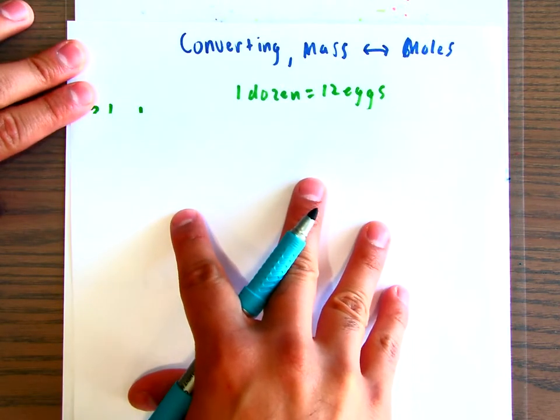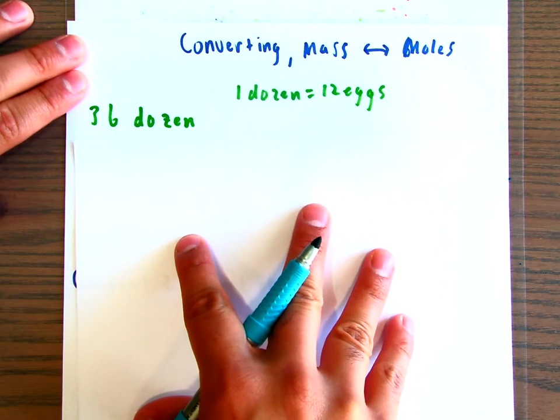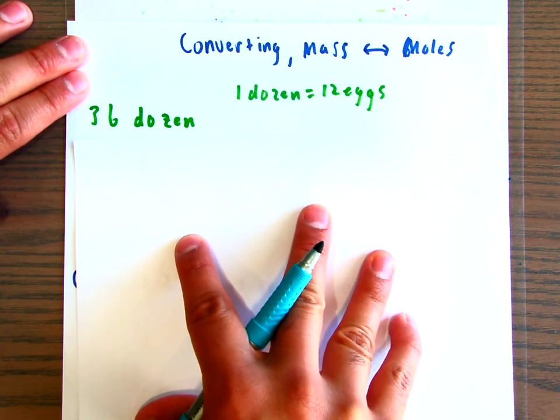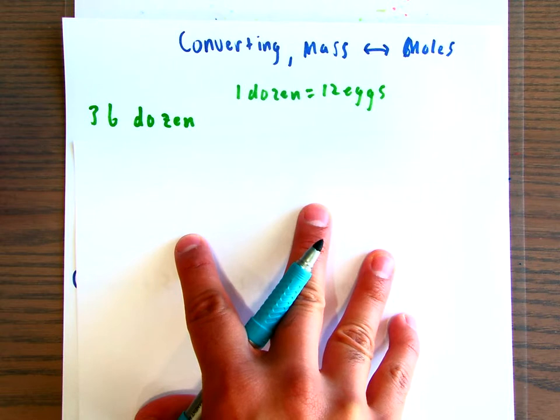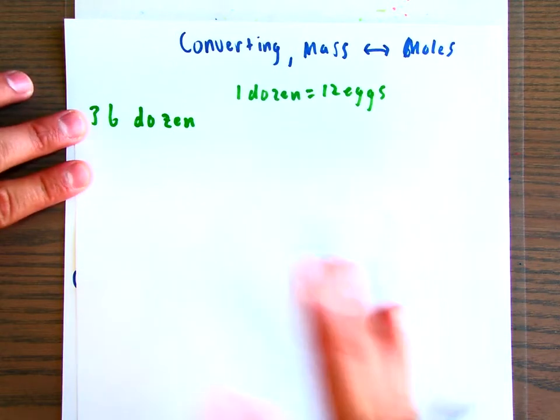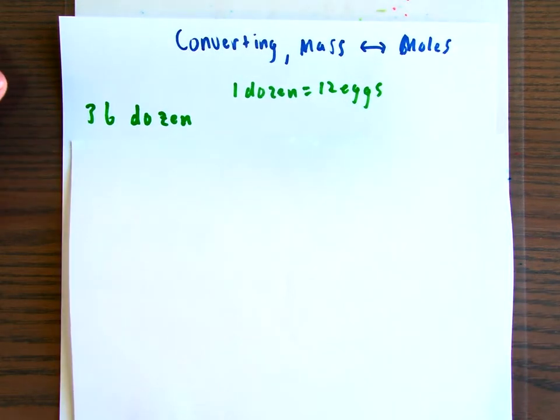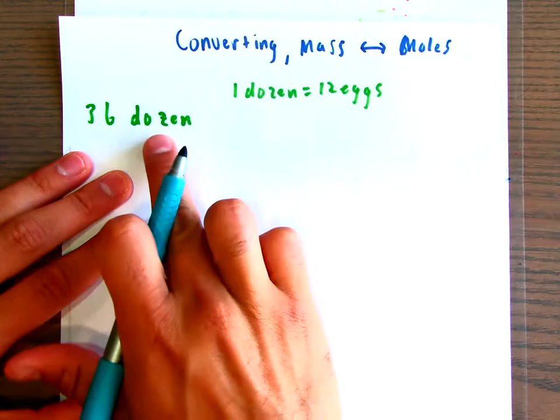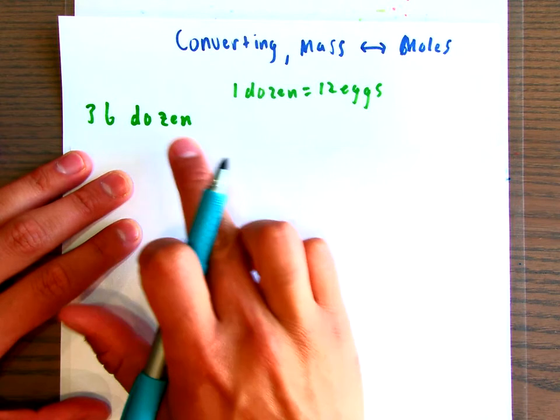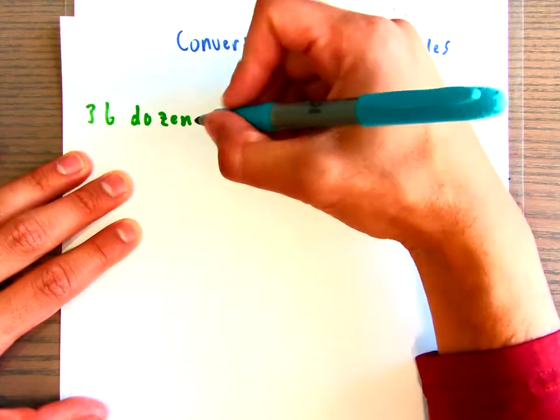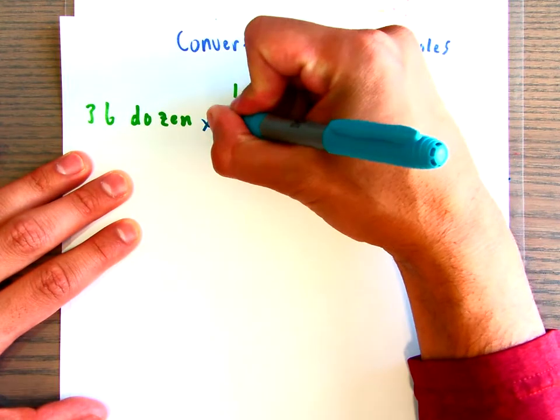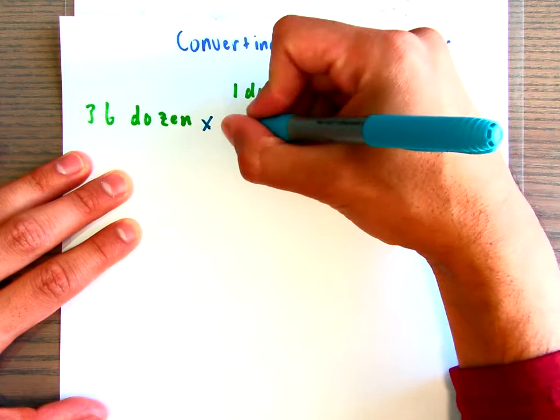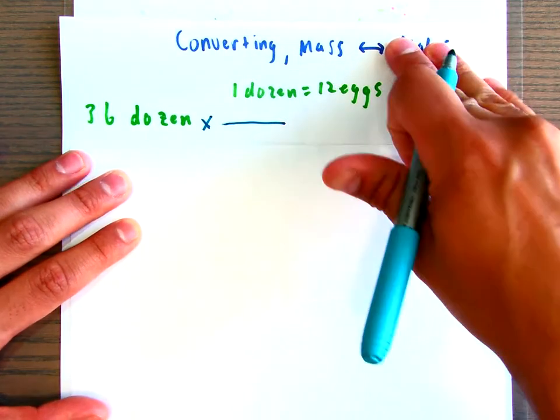Let's say we're dealing with eggs, right? So let's say I have 36 dozens. I already have an idea of how many eggs that would be, but I want to convert. So if I want to convert this dozen into eggs, I'm going to multiply. We always multiply times some type of fraction.